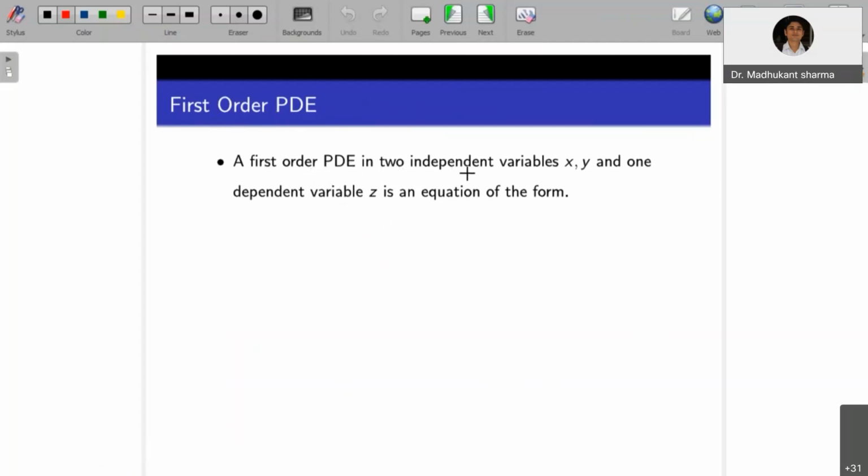Now, a first order PDE in two independent variables and one dependent variable z is an equation of the following form. These variables x, y are independent, z depends on x and y, and here is the first order partial derivative. This is a first order PDE. Whether it is linear or non-linear, we will discuss.